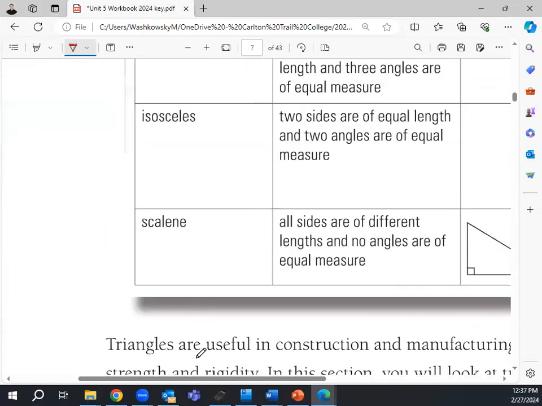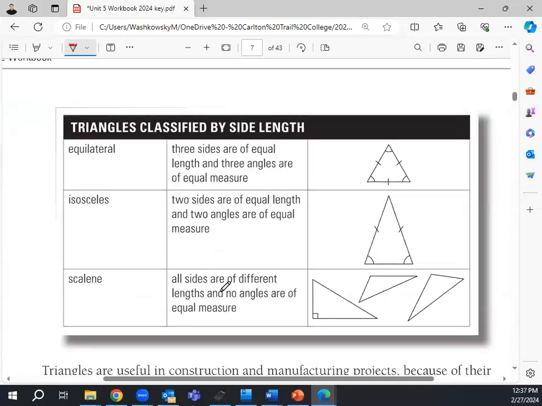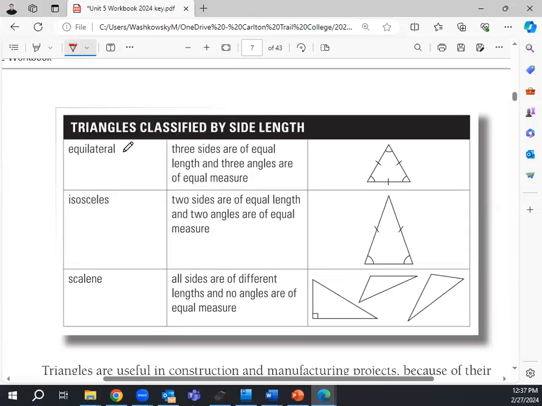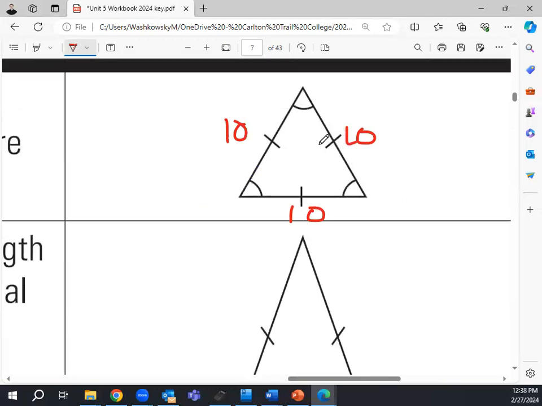We've also seen these before at some point in our lives. We have equilateral, isosceles, and scalene triangles. So different triangles can have different properties, right? With equilateral triangles, that means all three of these sides are the same length. Maybe this one's 10 centimeters, this one's 10 centimeters, and this one's 10 centimeters. And we represent that with these little lines here, right?